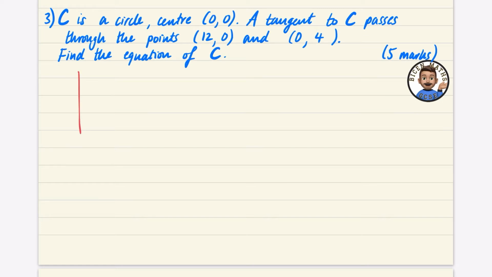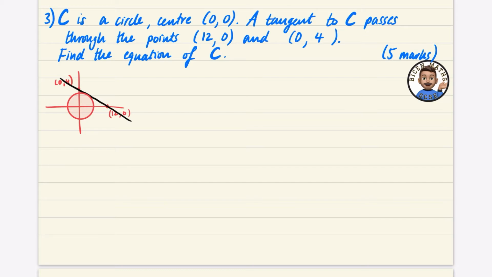So the tangent is going to be passing through (12, 0), which is over here, and (0, 4). So we're going to have (12, 0) and (0, 4), and we're going to have this tangent. Now, last time I think I did it in black, so I'm going to be consistent and do that in black. And we're going to have a circle that is just going to be touching it at some point, like that. Not perfect, but not bad.